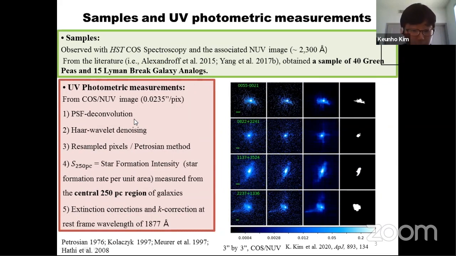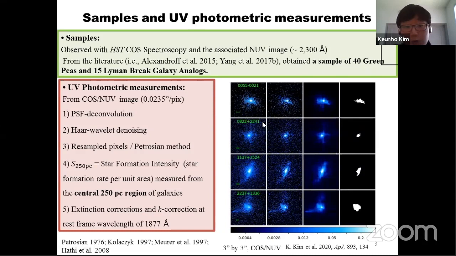In order to do so, we accounted for redshift-dependent nonlinear effects such as PSF. To account for those effects, we first performed point spread function deconvolution against the original image. We also removed the image noise by performing a denoising procedure. And in order to only measure the uniform 250 parsec same physical region star formation intensity, we resampled pixels and then derived the Petrosian galaxy segmentation map to derive the total star formation rate from NUV images as well.